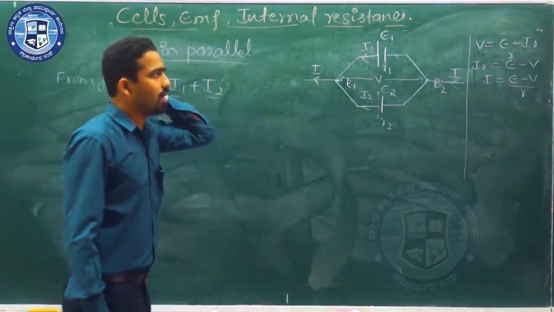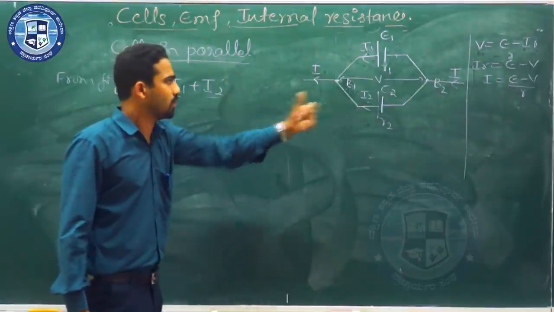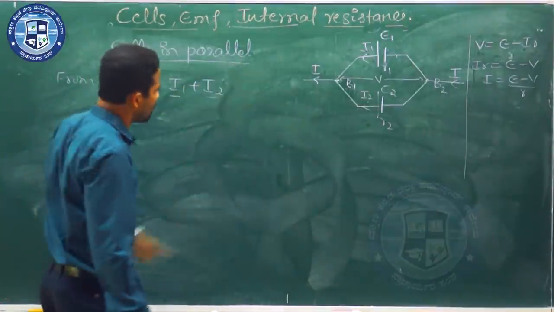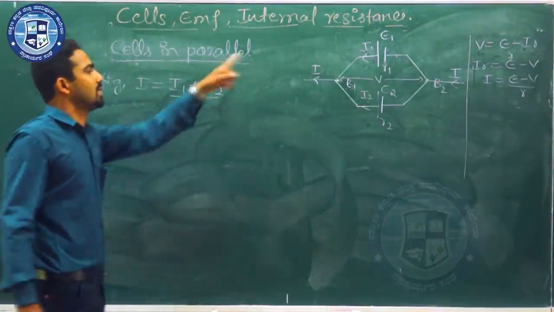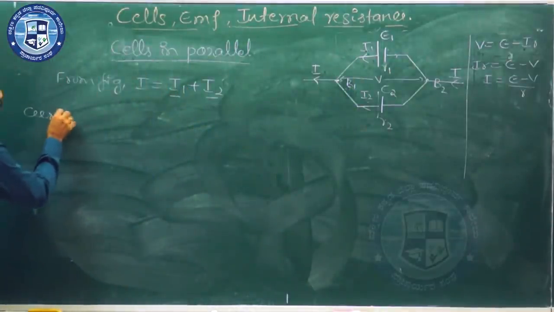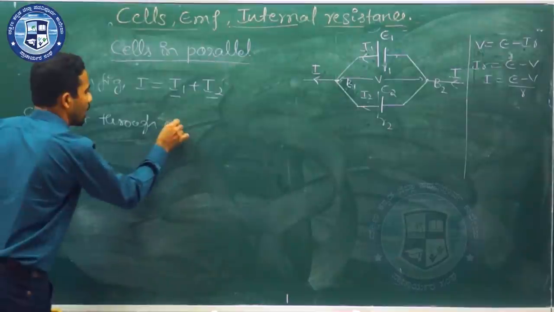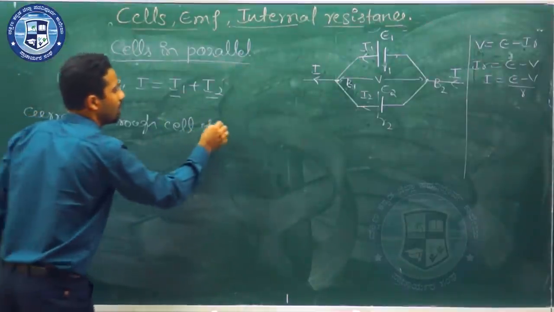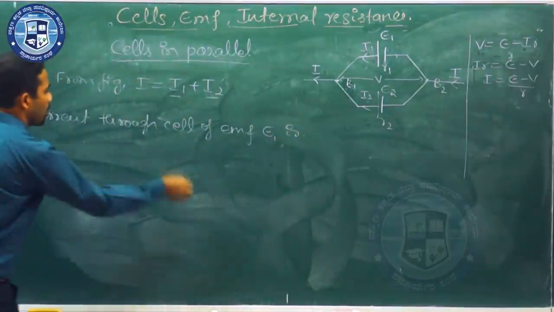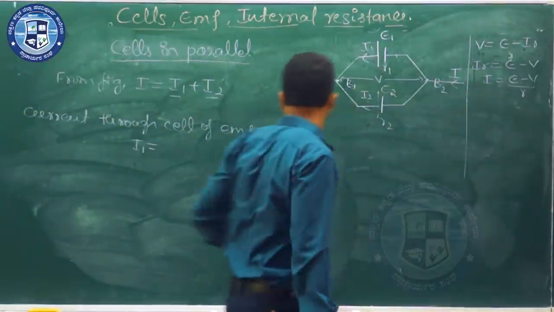So now we got the equation: I is equal to E minus V by R. That is a common general equation. Now what is I1? It is the current through the cell of EMF E1. I2 means it is the current through the cell of EMF E2. Let's find it. Current through the cell of EMF E1 is I1 equal to, we know this form, use this form here.